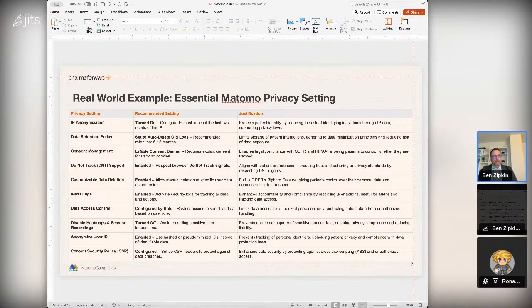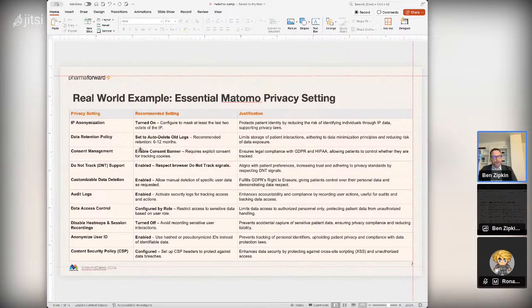Customizable data deletion should always be enabled. Auditable logs, in case there ever is a data breach or we need to have logs. And this is again one of our favorite features of Matomo, being able to have logs in case there are any issues.